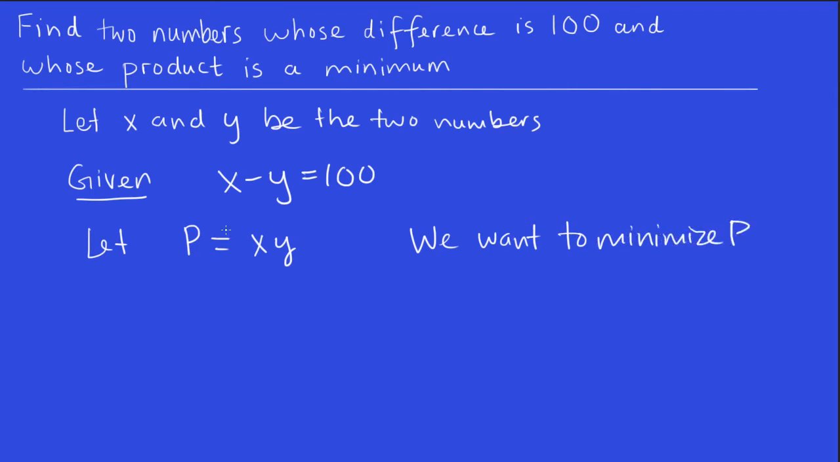Now, we need to get p as a function of just one letter. Let's say x, okay? So how can we get rid of this y here? Well, it's not too hard because, since x minus y is equal to 100, we can solve for y. If I bring this minus y over here and I bring the 100 over here, we'd have y equals x minus 100, right?